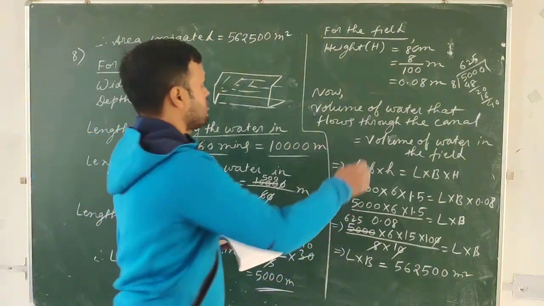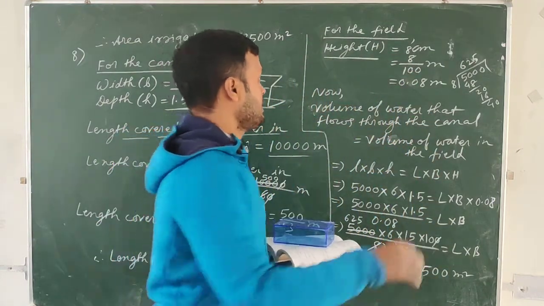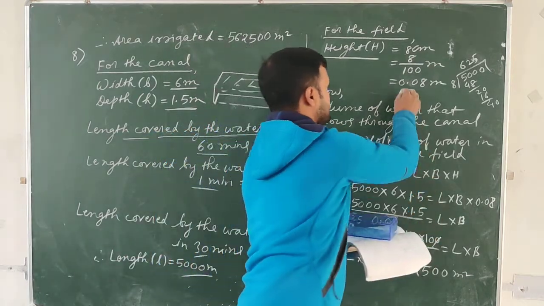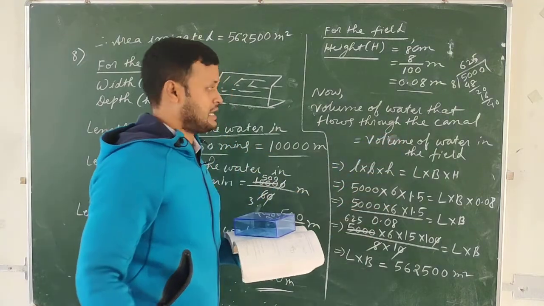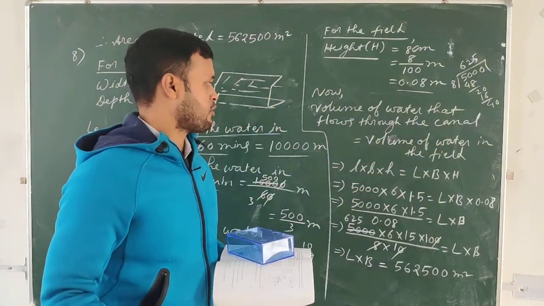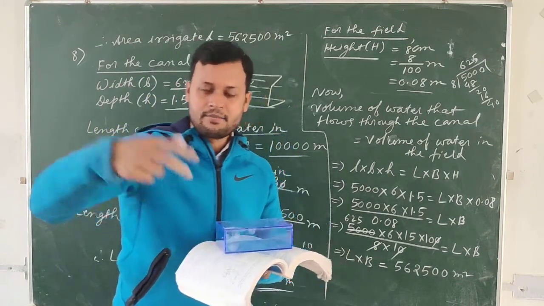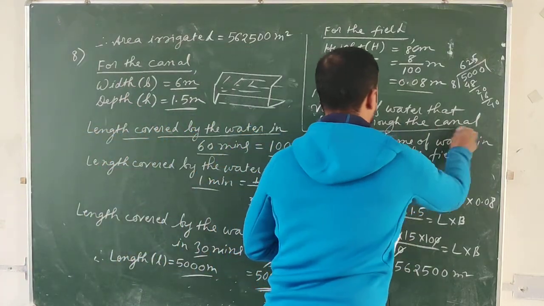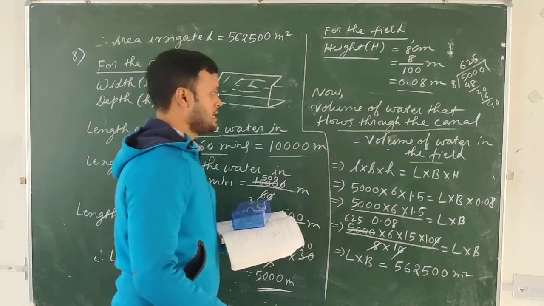From there we found out that in 30 minutes, 5,000 meters length of water will flow. So for the field, what is the height of the standing water required? 8 cm. 8 cm converted into meter, divided by 100, becomes 0.08 meters. Now volume of water that flows through the canal is equal to volume of water in the field. How much water is flowing through this canal, that much water will only flow in the field, isn't it?